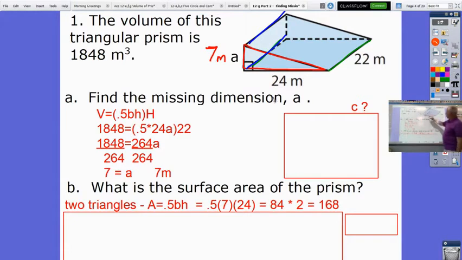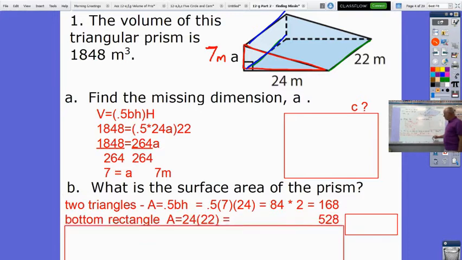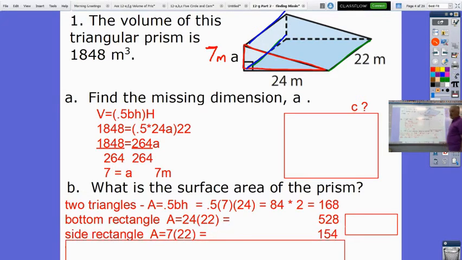Then let's see what rectangles we have. Well, the bottom rectangle here is 24 by 22. So that's 528. 24 by 22 for this bottom rectangle. This side rectangle here, 7 times 22. That's 154 square meters. And the last rectangle is the top.